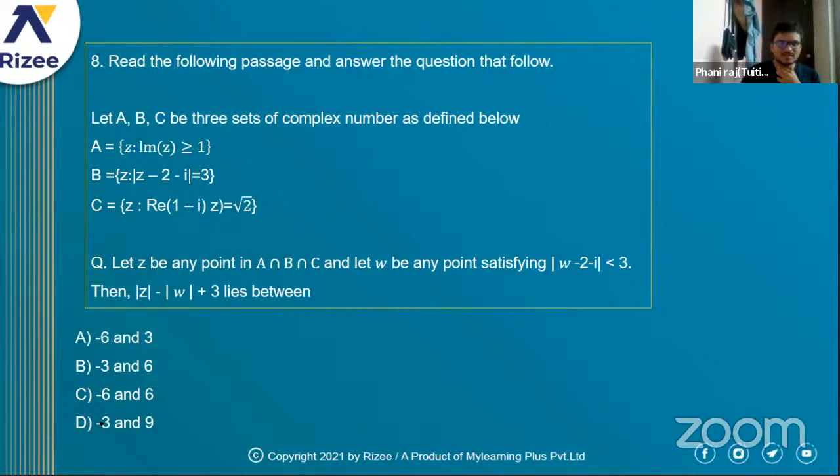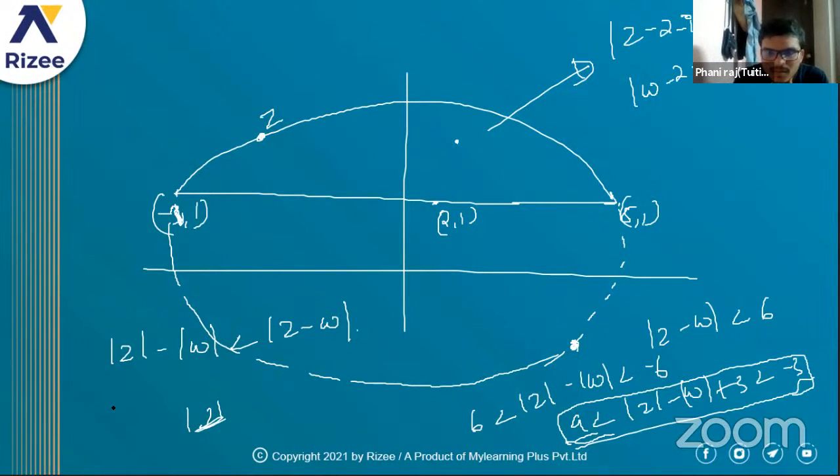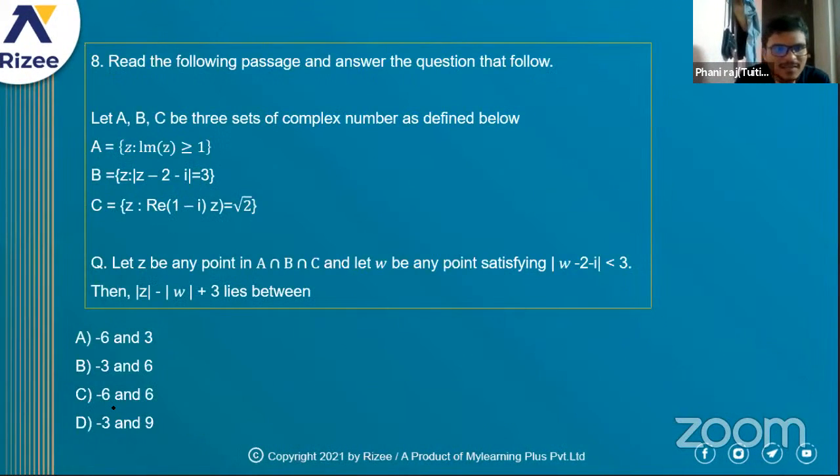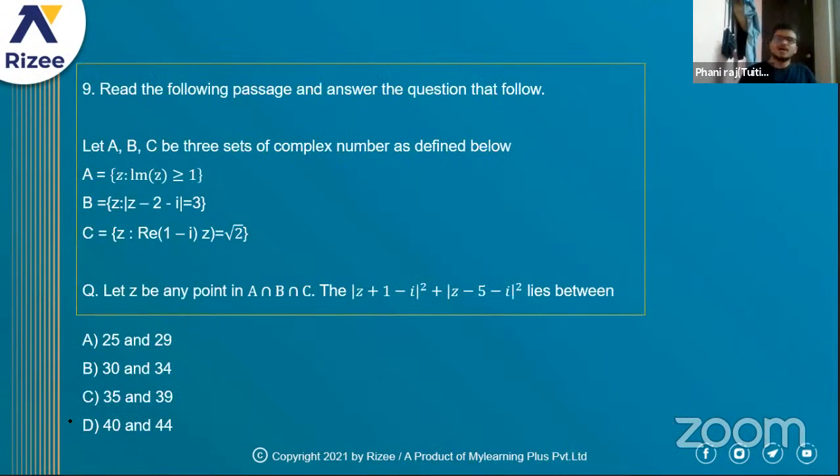Okay, so minus 3, minus 6, and okay, 1 minute. What is this? Okay, 9 and minus 3. Okay, option D. Sorry. Yeah. So next question is this.